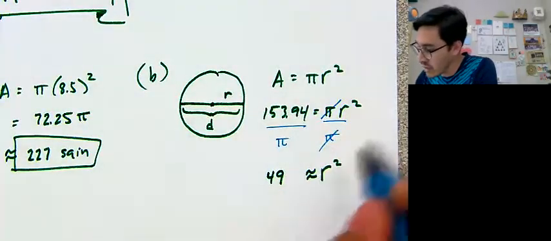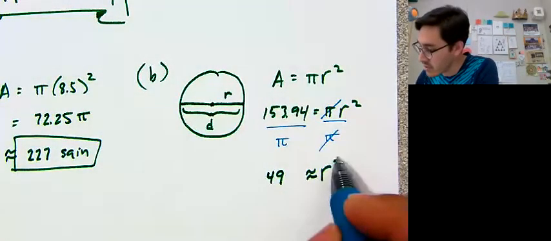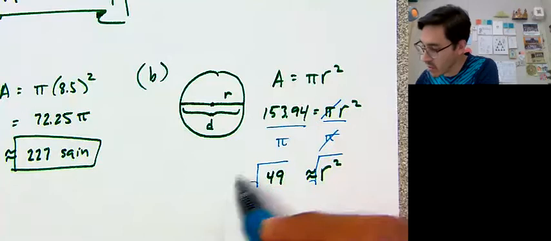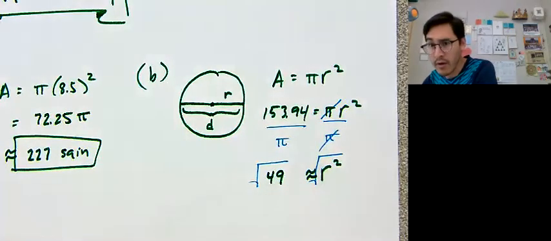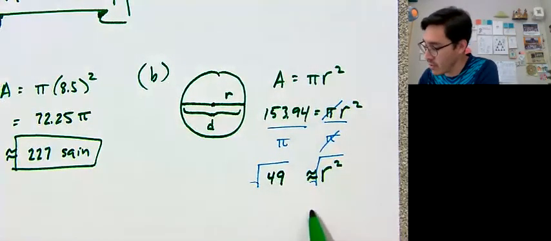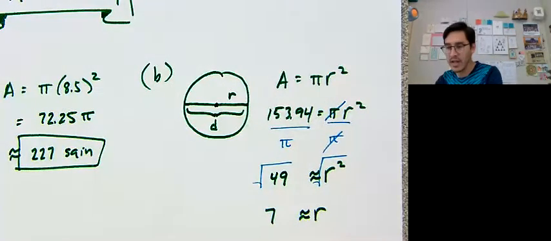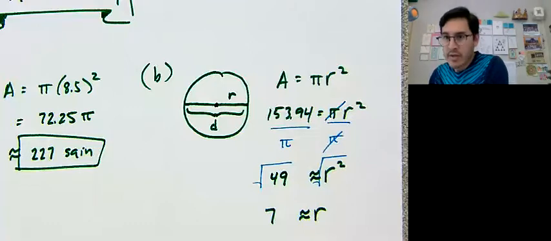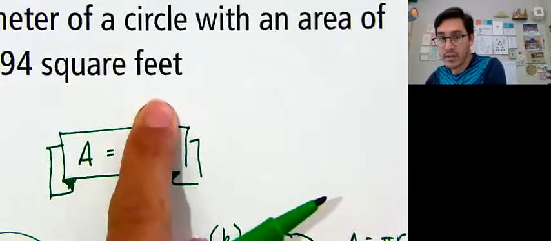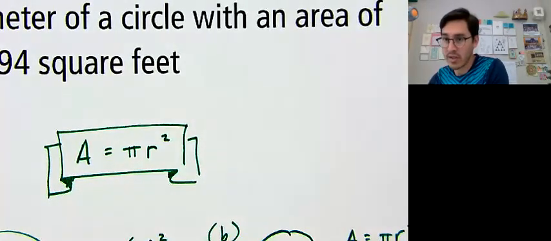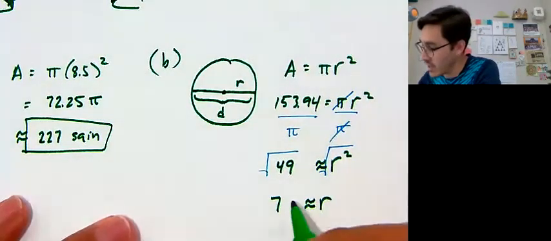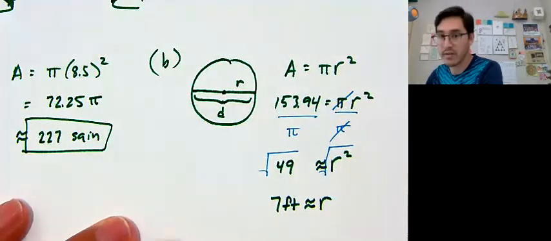Next, we need to get rid of the exponent. So to get rid of the second power, you take a square root. And good thing that 49 is a perfect square. So that we get a radius of about 7. Okay. Now, area is squared units, and that was square feet. Okay, so the radius is just a length. That's linear units, so just feet. Okay, so our radius is 7 feet.